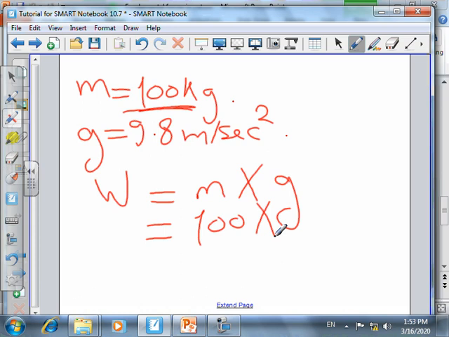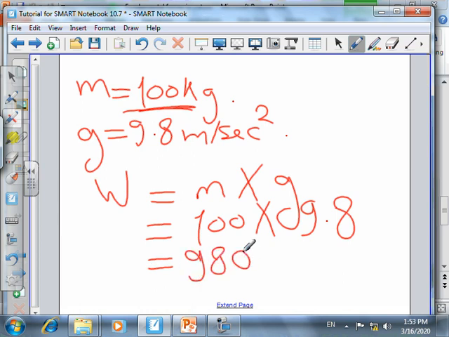So it's 9.8, and the final result will be 980. We should write the measuring unit, of course. What's the measuring unit, as we have mentioned before, of the weight? Yes, of course, it's Newton. Excellent.